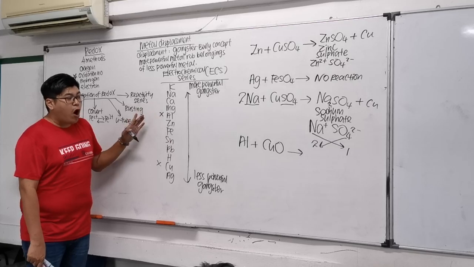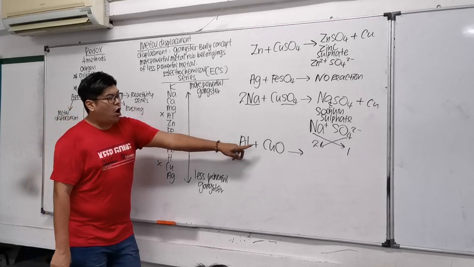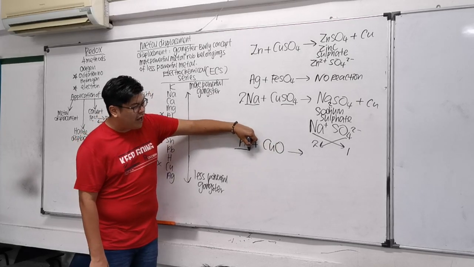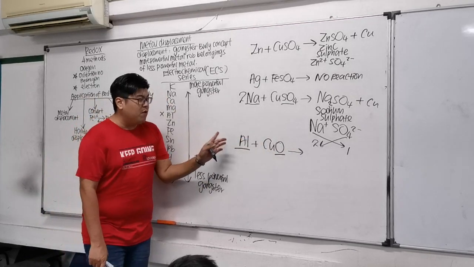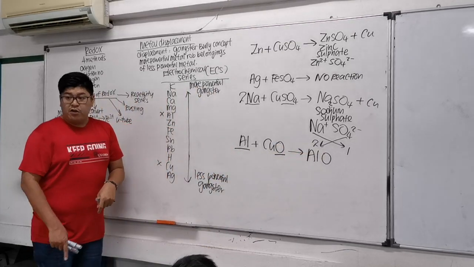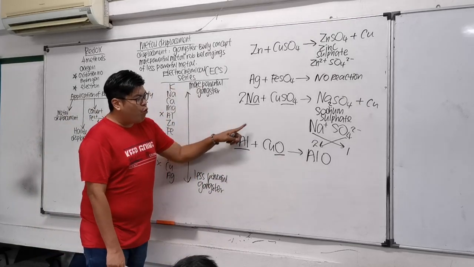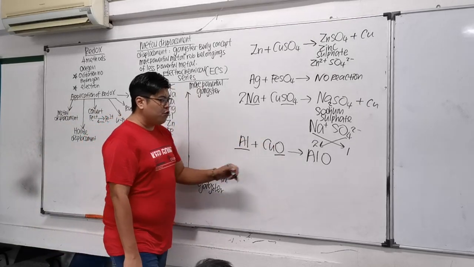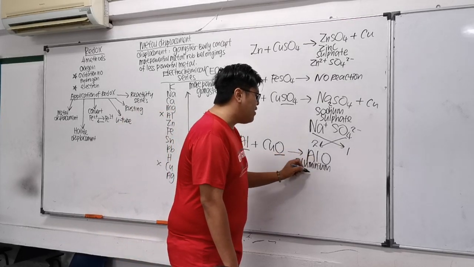Aluminium should be able to rob something from the copper. What is the something? Oxygen. Aluminium should be able to rob the oxygen. So if you just simply swap, you will write ALO, which is wrong. Cannot. So what is the proper formula? When aluminium robs the oxygen from the copper, you should get aluminium oxide.